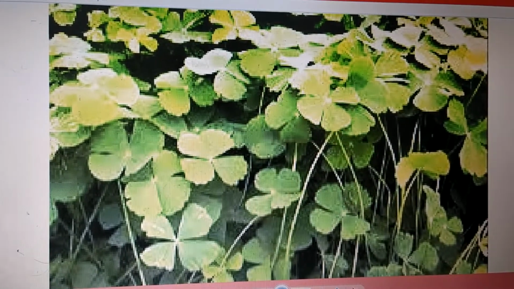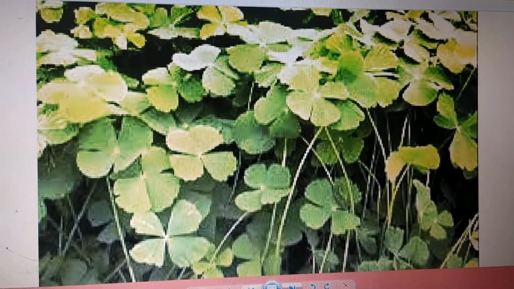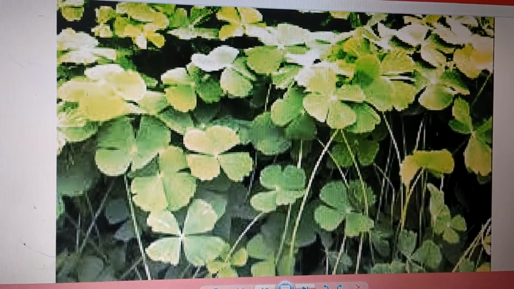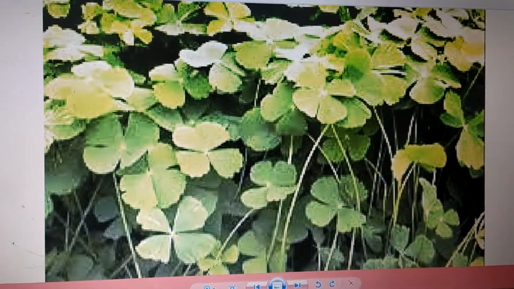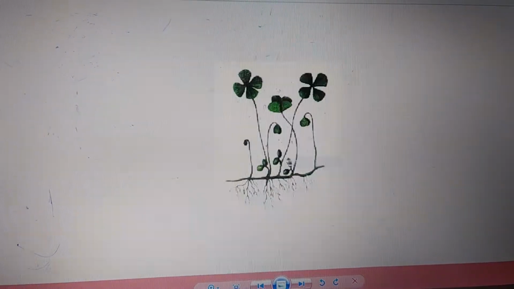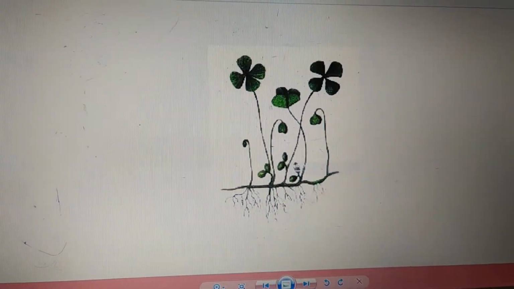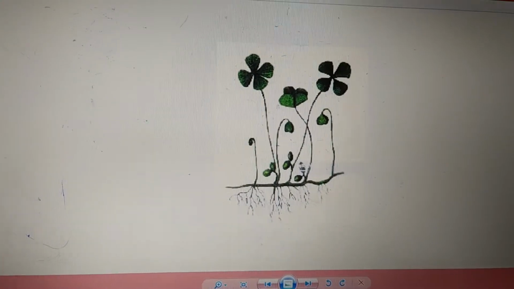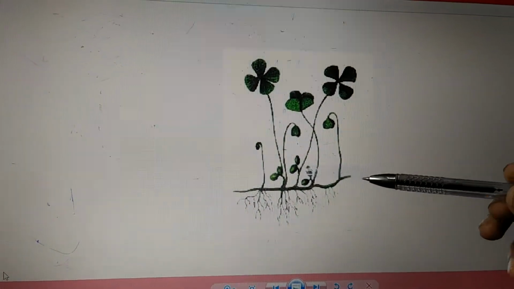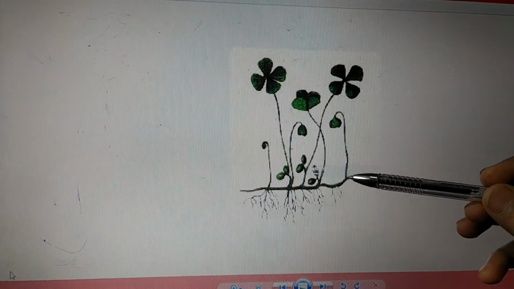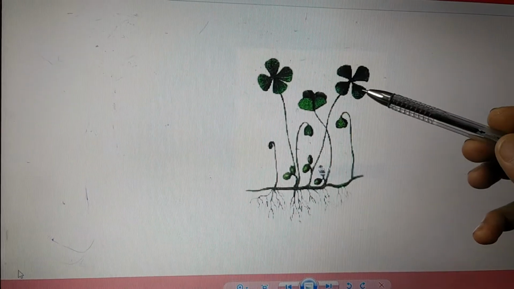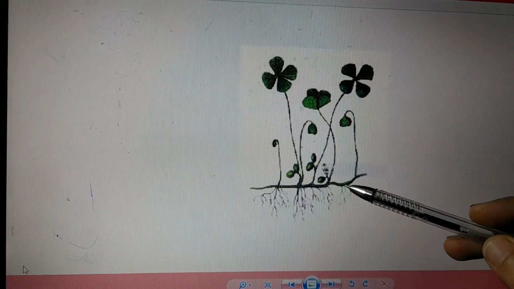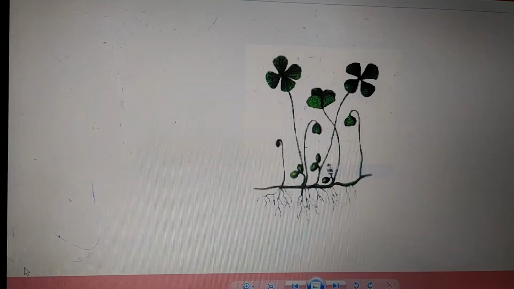Now, the external features of Marsilea. The mature form of Marsilea is a sporophyte. So this is the sporophytic phase of Marsilea, this image. This is how it looks. The sporophyte can be distinguished into regions like the rhizome, followed by the petiole and also the leaflets. Below the rhizome, what arises are the adventitious roots.